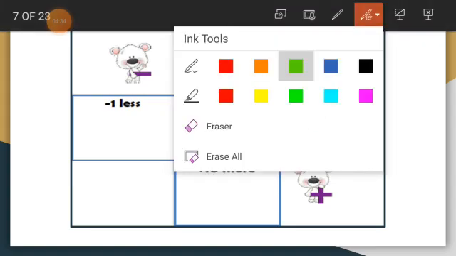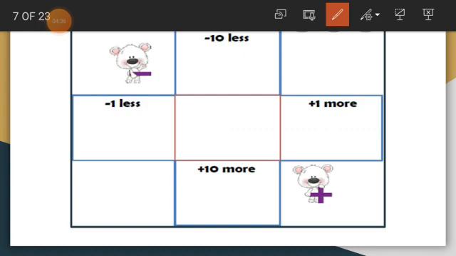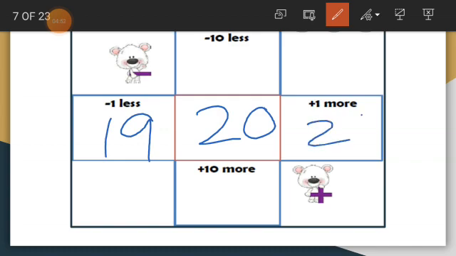Again, put a number over here. For example, I am going to put 20 over here. Fine. Now subtract the 1 from 20. What will come? 19 will come. Add the 1 in 20. 21 will come. Now subtract the 10 from 20. 20 minus 10 is 10. Add the 10 in 20, what is the answer? That is 30. Is this clear?